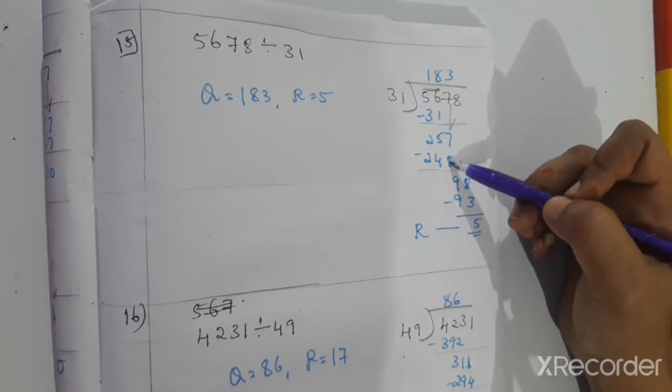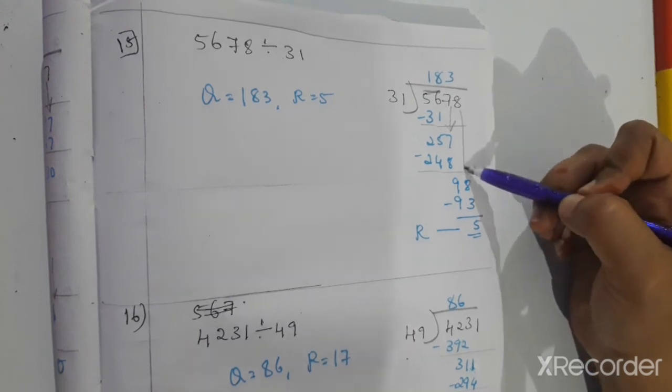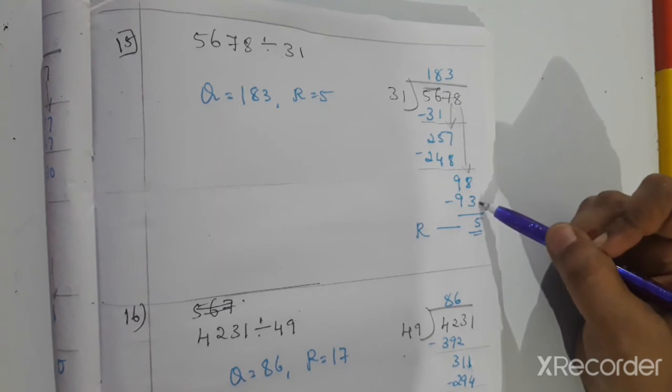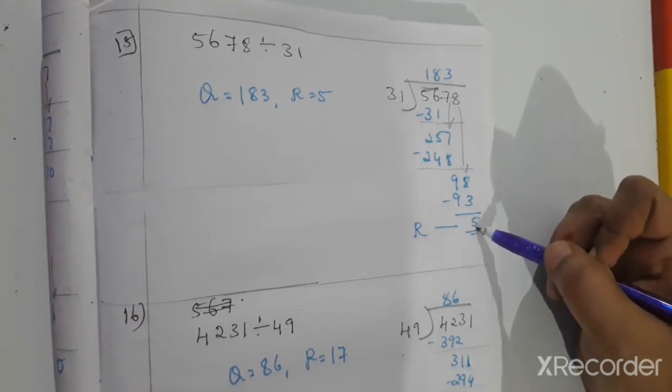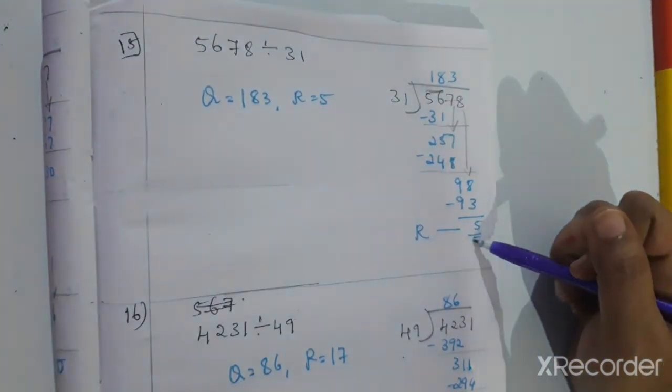Now subtract these two values, after subtraction you get 9. Then bring one number down, that is 8, 98. 31 threes are 93. Now subtract 98 minus 93, you get remainder as 5. Quotient is 183 and remainder is 5.